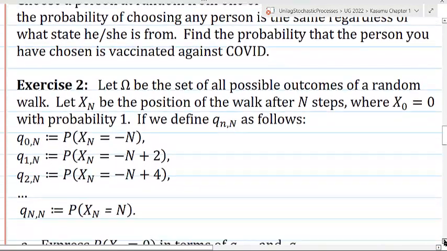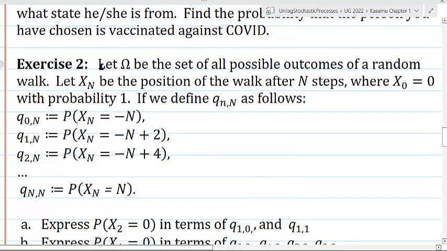All right. Exercise 2. Let omega be the set of all possible outcomes of a random walk. So this is what I discussed above. There's an infinite number of possible outcomes. Let xn be the position of the walk after n steps, where x0 is 0 with probability 1. So this, again, is a random walk started at state 0.